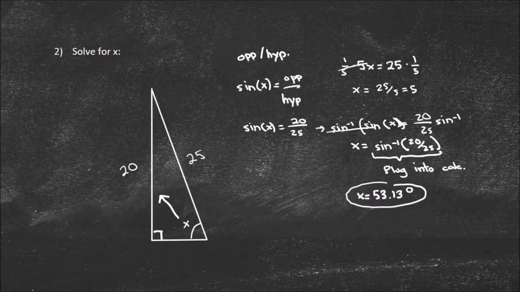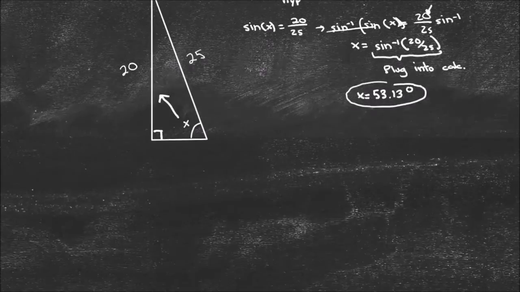So we take sine inverse to get rid of the sine, and then we have to do the sine inverse of the number that's left over here. Okay, so let's look at one more.